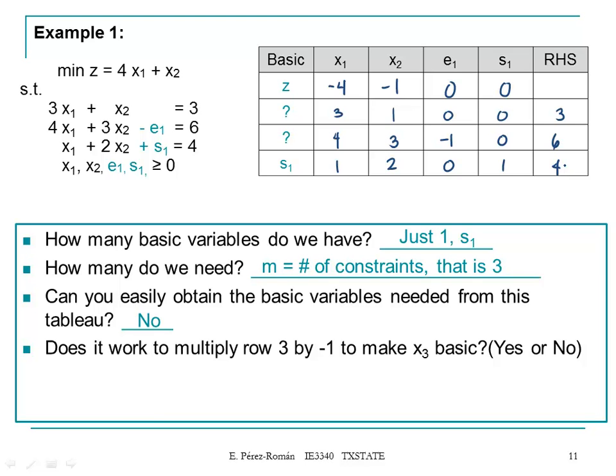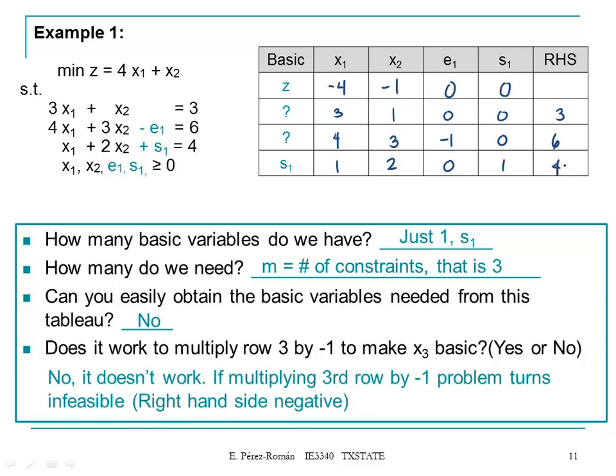So does it work to multiply row 3 by -1 to make x3 basic? Yes or no? Everybody told you the answer. No, it will not work. Multiplying the third row by -1 turns the problem infeasible because you have a negative right hand side.